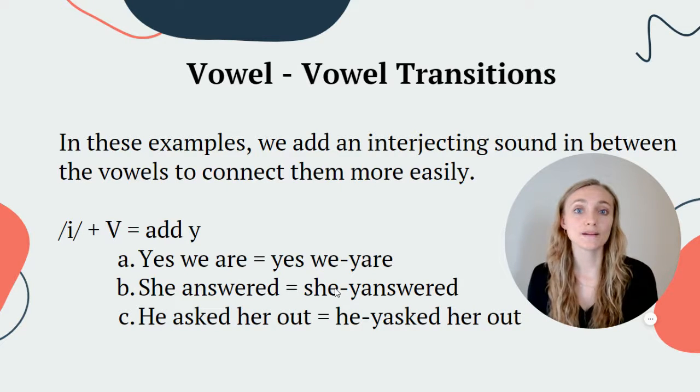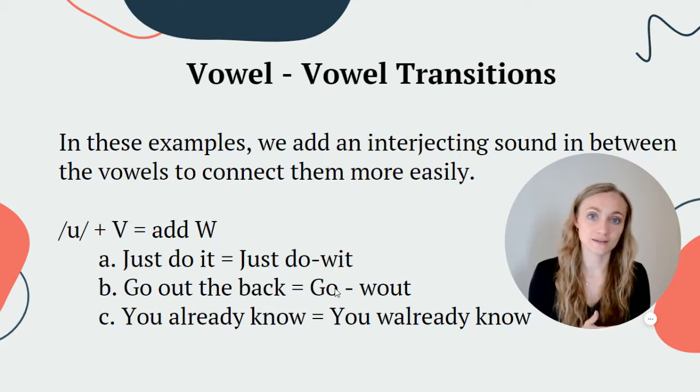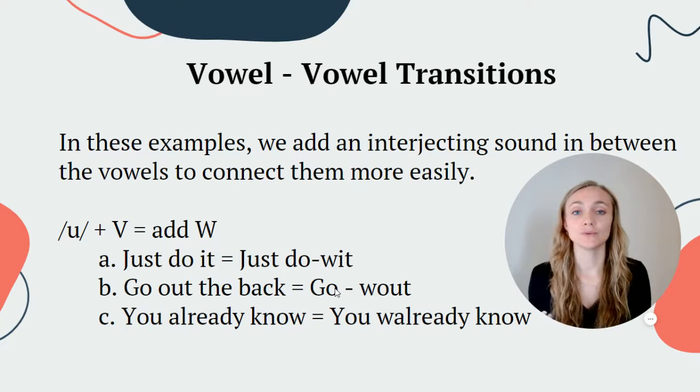Okay, so be aware that when you hear these words being smushed together or connected, it's because we put that little y sound in between. So be aware of that when you are listening to others speak. And we have a second example of vowel sounds that have an interjecting sound to help us with the pronunciation of connected speech. When we end a word in an oo or ow sound, and then the next sound is a vowel, we add a W in between those two sounds.